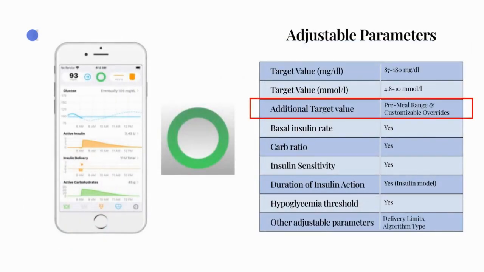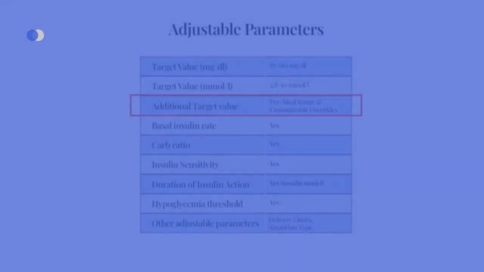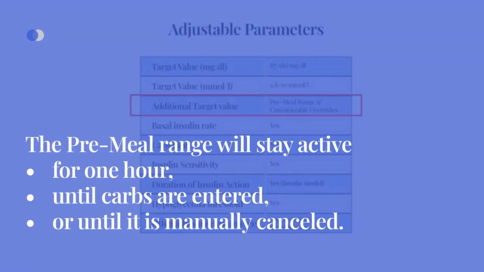The pre-meal range is an optional parameter that sets the target range before meals and works as a pre-bolus because it provides a small amount of insulin to help control post-meal glucose spikes. The pre-meal range will stay active for 1 hour until carbs are entered or until it is manually cancelled, whichever comes first.